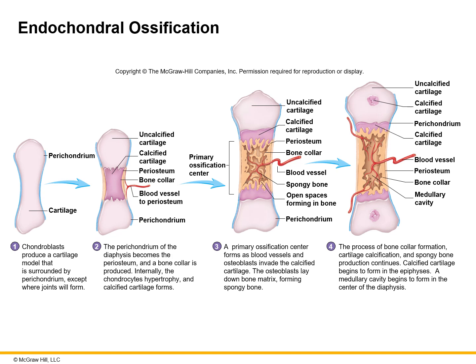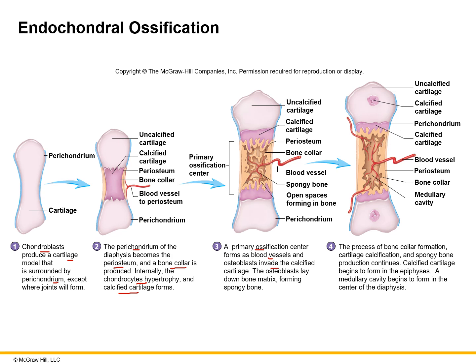In the first part, the chondroblasts make the cartilage model that surrounds the periosteum, except where the joints are going to form. Then the perichondrium of the diaphysis becomes the periosteum, and the bone collar is made. Internally, the chondrocytes hypertrophy, so they start deteriorating, and calcified cartilage starts to form. Then a primary ossification center forms as blood vessels and osteoblasts invade the calcified cartilage.